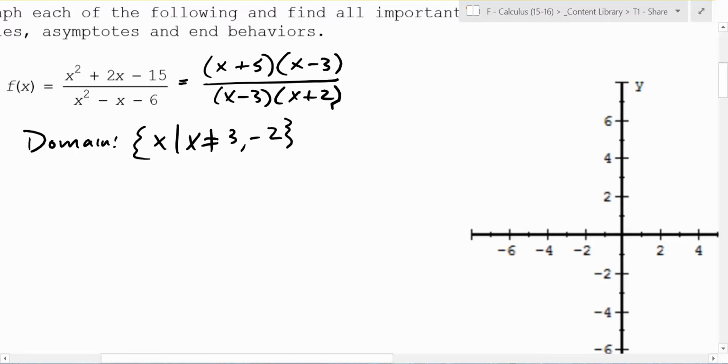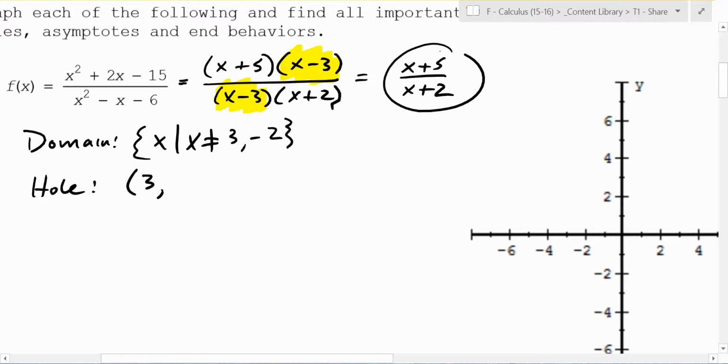Now what can we do? We could, but I like to do something first before that. Now what can you do? Cancel. Let's cancel so we can get rid of this and this. Now, what is this equal to? It's equal to x plus 5 over x plus 2. We've canceled, so what does that mean there's one of if we canceled one thing? There's a hole. What's the x value of that hole? 3. How do you find the y value? Plug it into what's left. Can someone tell me what's left?